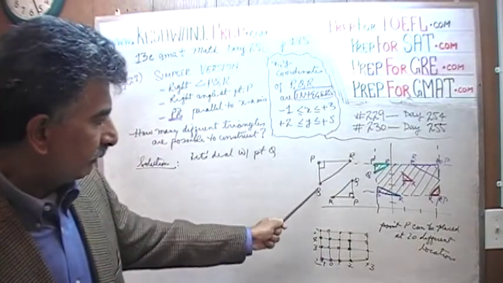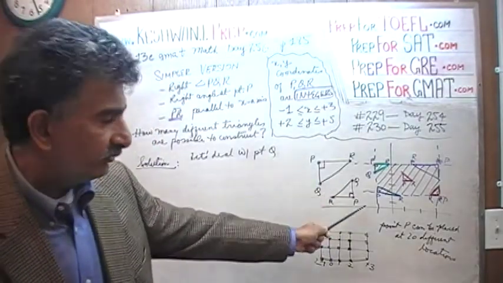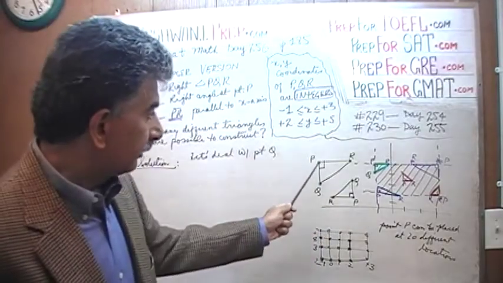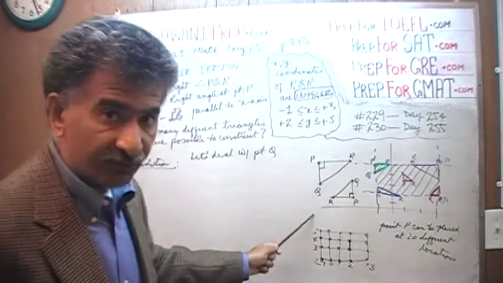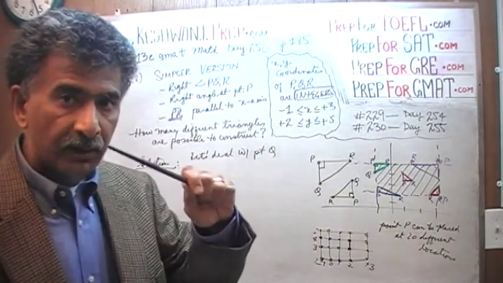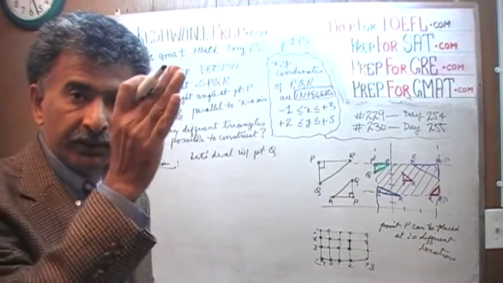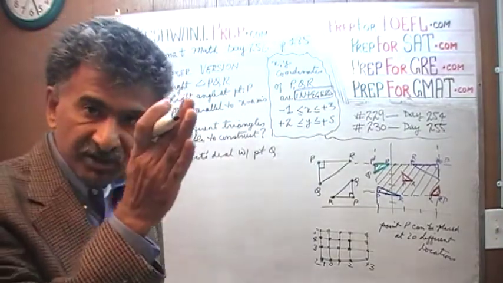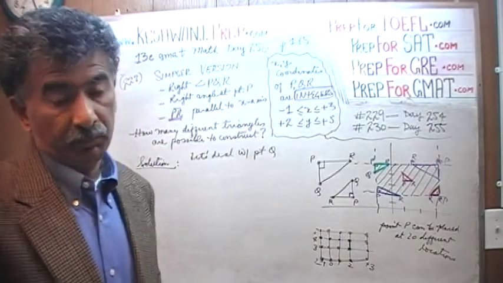Now, how do we know that line PQ is parallel to the y-axis? Because of two things that we are told. We are told that the line PR is parallel to the x-axis and it makes a 90-degree angle at point P. Well, if the line is parallel to the x-axis and it makes a 90-degree angle at point P, then the line PQ must be parallel to the y-axis, because it's a right angle triangle.